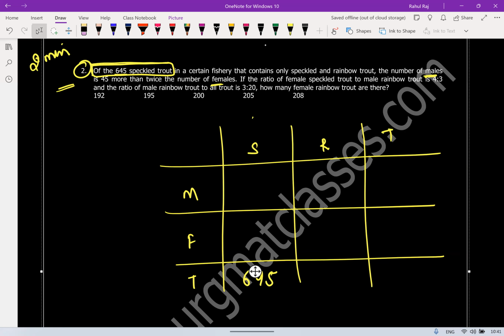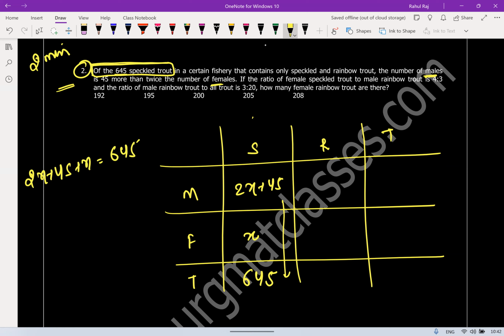The number of male is 45 more than twice the number of female. So if the number of female is x, the number of male is what? 2x plus 45. That's it. Now you have this column, equate this column. So it is 2x plus 45 plus x is equal to 645. 45 goes that side, x becomes 200. If x becomes 200, am I right? So please put here 200. And this is 445. So this should be done.